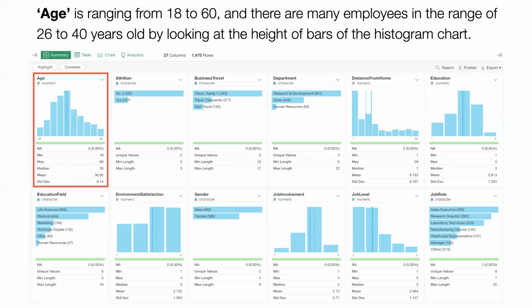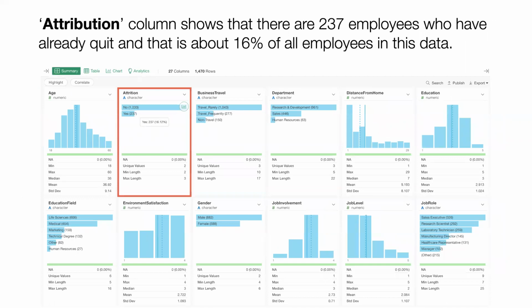So for example, the age, we talked about that, and there's another column called attrition. Sorry, this is attrition, not attribution. There's a typo there. But just looking at here, No means the person hasn't left the company. Yes means this person has left the company. So 237 people already left the company, and that is 16%. If you move the mouse over the Yes bar, then you can see about 16% of the employees already left the company, and so on.